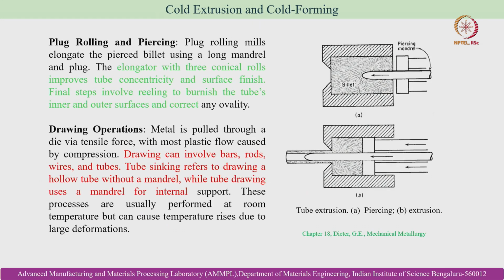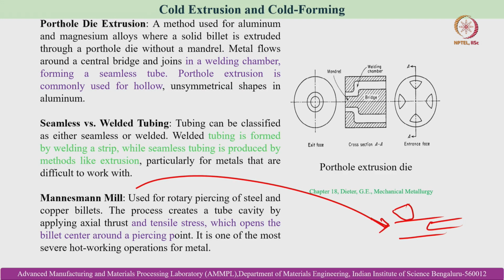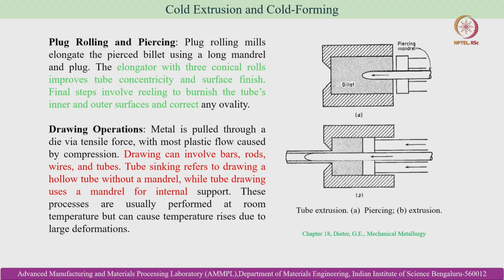So, this is the case of plug rolling and piercing. Plug rolling mills elongate the pierced billet using a long mandrel and plug. The elongator with three conical rolls improves the tube concentricity and surface finish. Final steps involve reeling to burnish the tube's inner and outer surfaces and correct any ovality. This is also quite similar to the schematic that I have drawn in the case of the Mannesmann mill. Here also the target is to get hollow tubing with the desired surface finish on the inner and outer surfaces. And then the drawing operations.